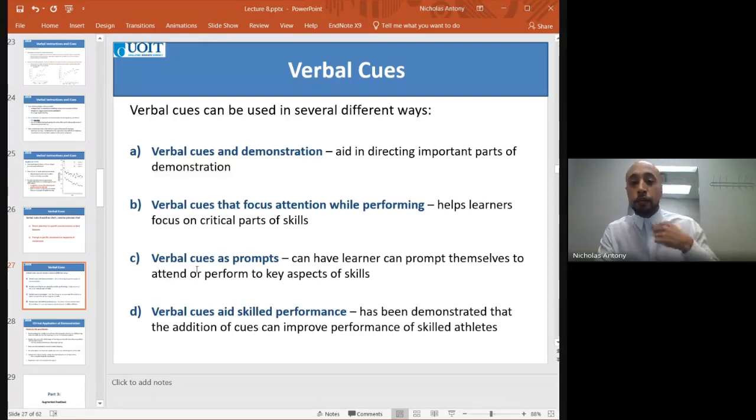So you can see how that can be. So this is a cue. It's not a verbal instruction. It's a cue as they're performing it. It's something that can be provided to the learner to encourage what they should be doing, as a prompt. Does everyone understand that?